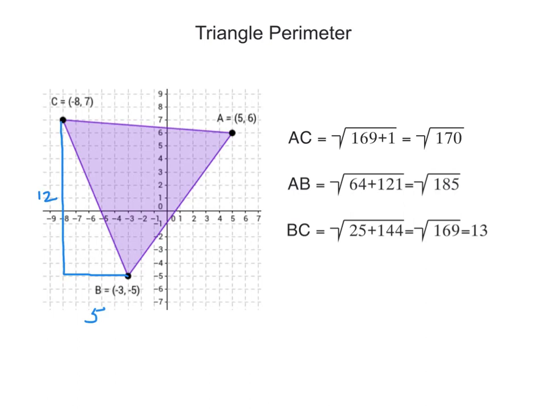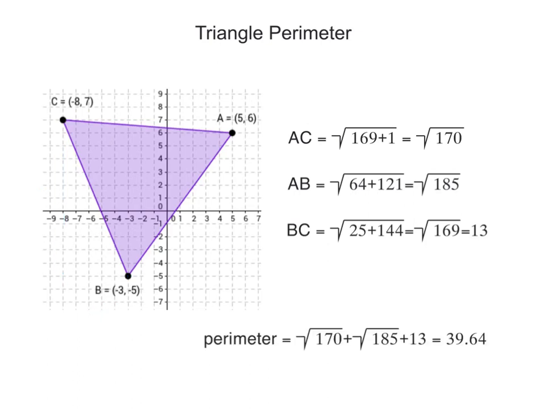And if I run those numbers through the Pythagorean theorem, I get the square root of 25, which is 5 squared, plus 144, which is 12 squared. And that's the square root of 169. And that happens to be a perfect square. It's 13, so I'm going to go ahead and simplify it to be 13.